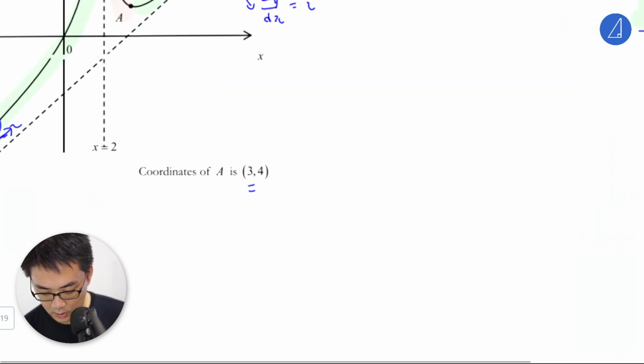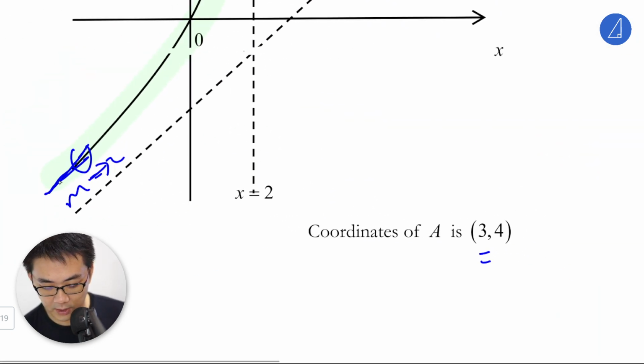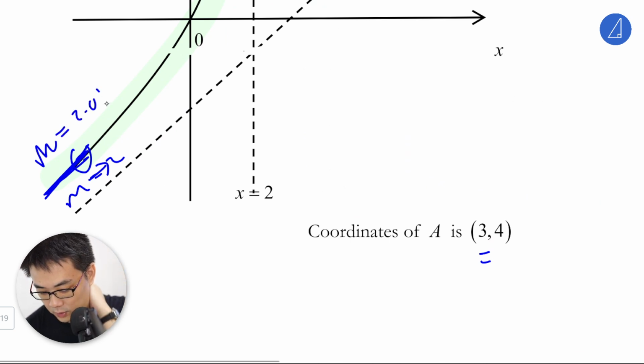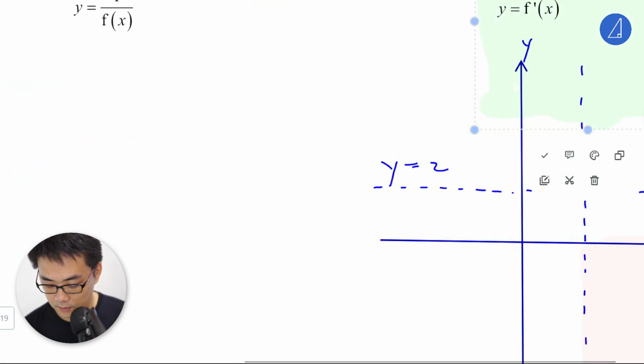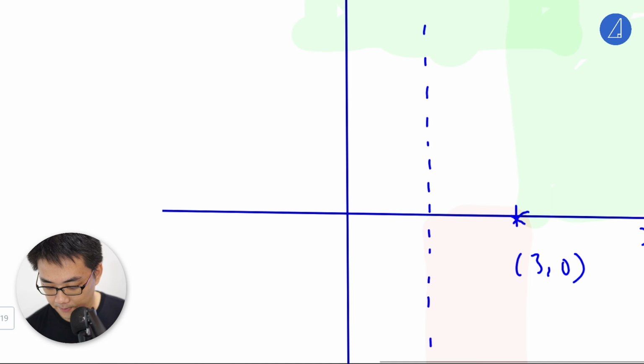So this is m. This is steeper than 2, obviously. So m, like for example 2.01, so it will hover above y equals 2. Okay. So this case here will be like that.